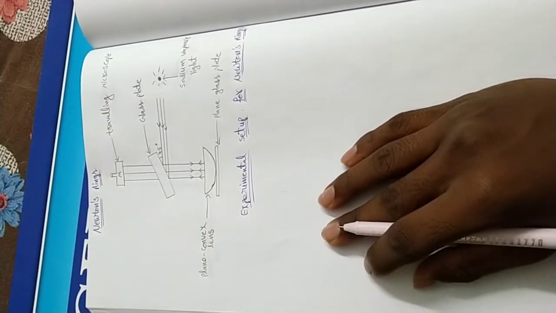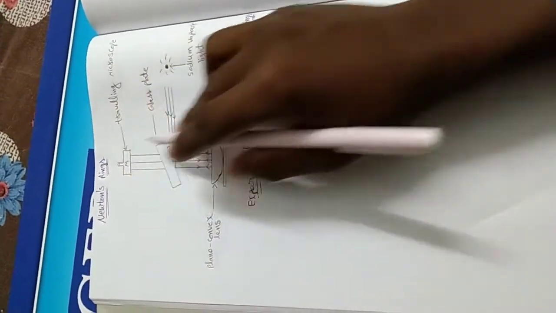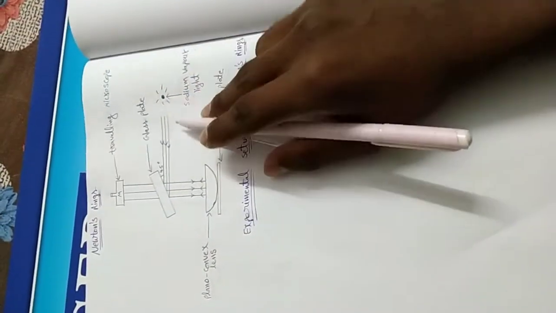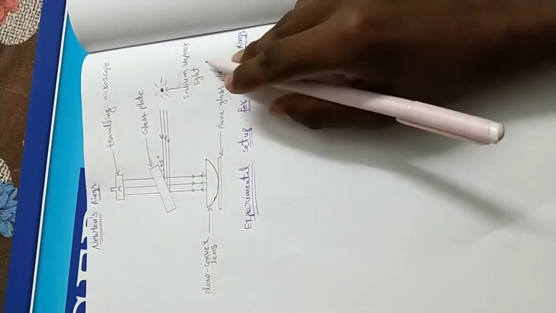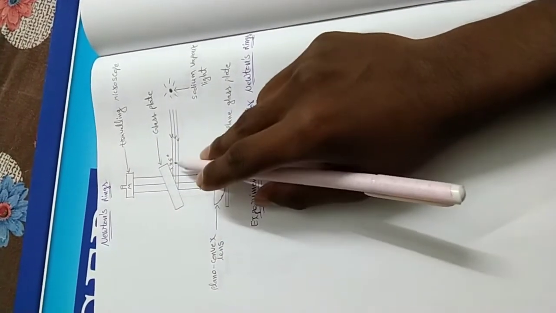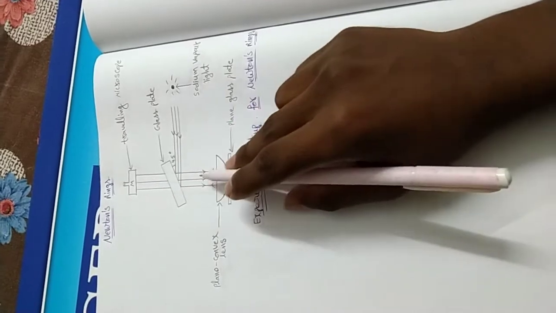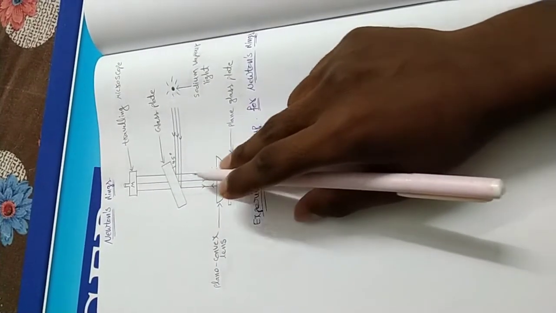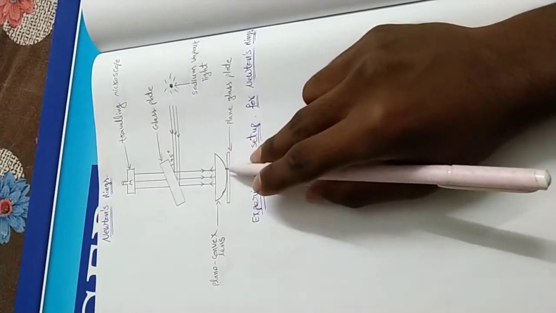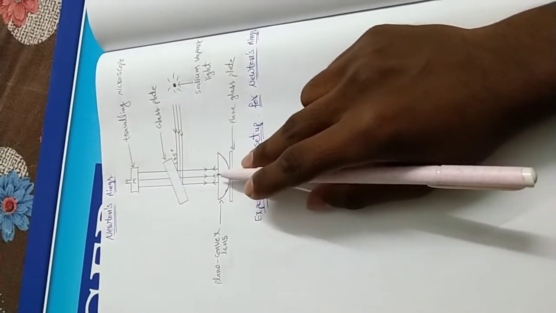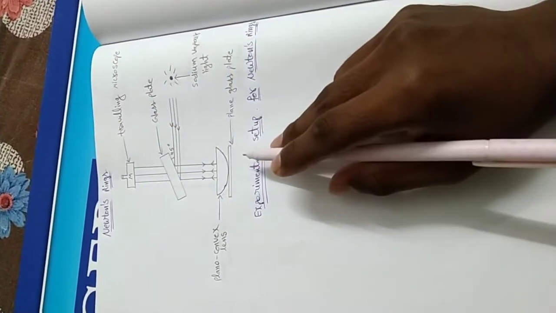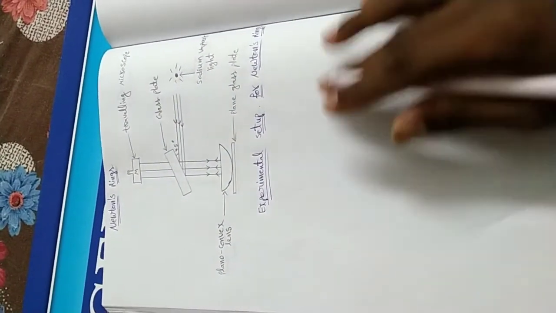Now, I am going to discuss Newton rings. This is the experimental setup for Newton rings. The light rays are coming from sodium vapor light, and this is the glass plate which is placed at a 45 degree angle. The light rays are reflected by this glass plate and the plane convex lens, and again reflected back. We can see these Newton rings with the help of a traveling microscope.